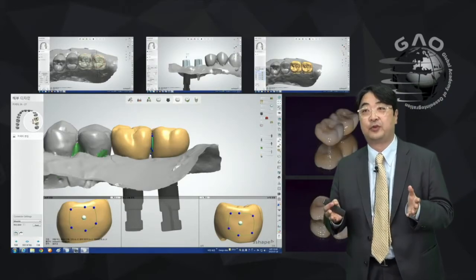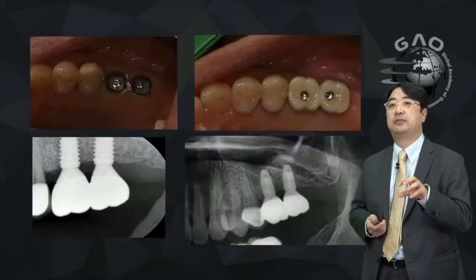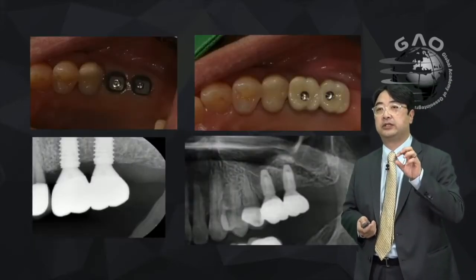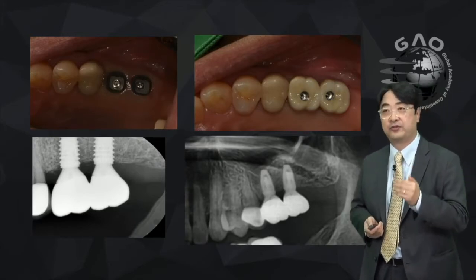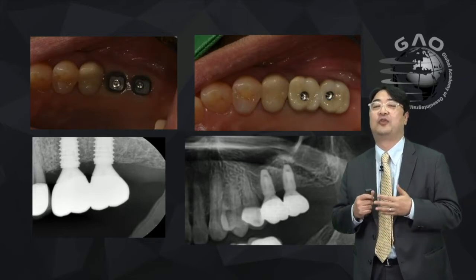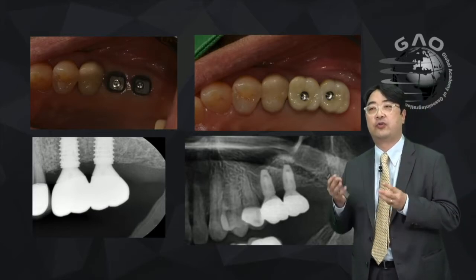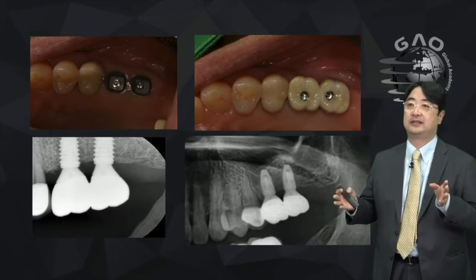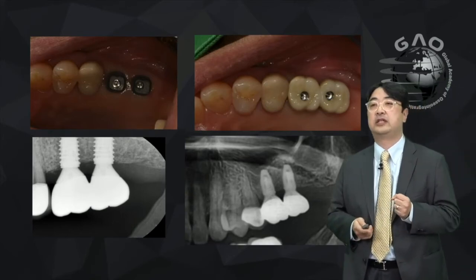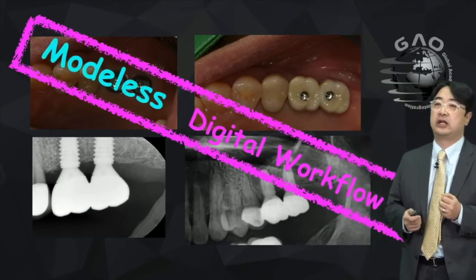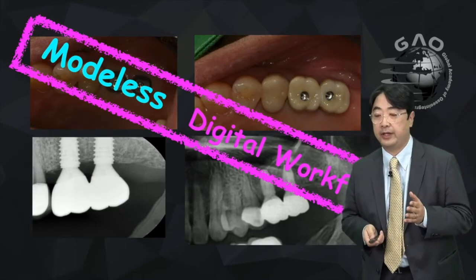I don't have a model for this case, right? So this is modelless. When the patient came back, I assembled the custom abutments and the zirconia restoration in the patient's mouth. It went very well, and I was very satisfied with the modelless workflow for implant dentistry. If you have two or three adjacent implants, that may work modelless, right? So this I'm calling the modelless digital workflow. Maybe you can call it a full digital workflow, right?